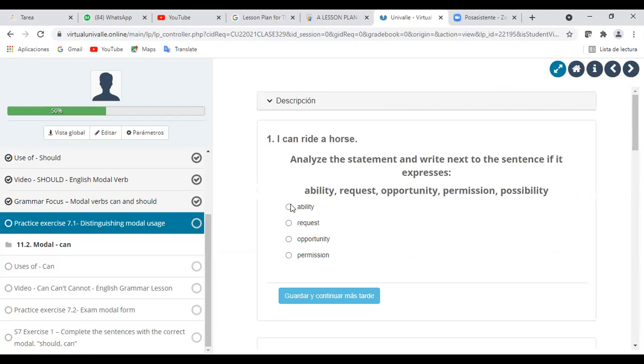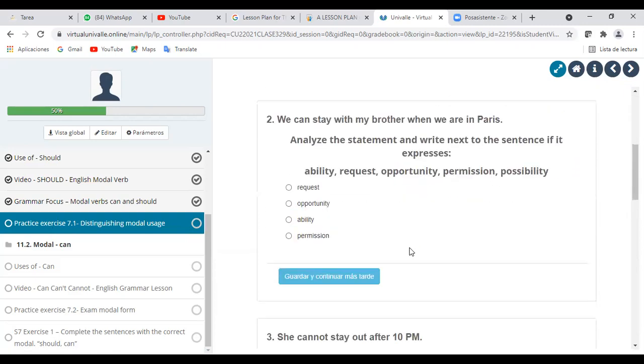I will say that it expresses an ability. "I can ride a horse." Number two, "We can stay with my brother when we are in Paris." I will say that this is an opportunity. "We can stay with my brother when we are in Paris."